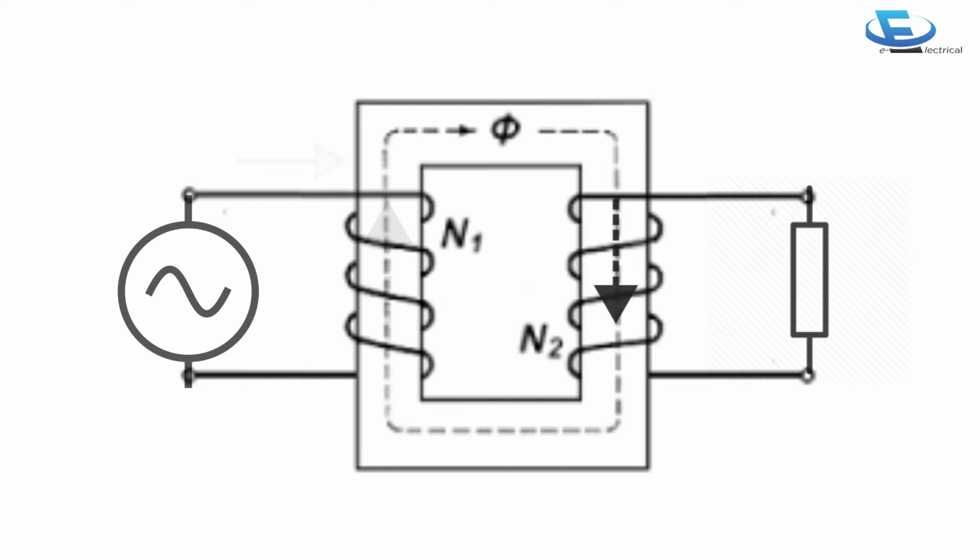Here we have seen what is the working principle of a transformer, and that is nothing but mutual induction. Mutual induction is nothing but getting EMF at the secondary side because of supply at the primary side. And this is the concept of mutual induction, which is nothing but the working principle of a transformer.